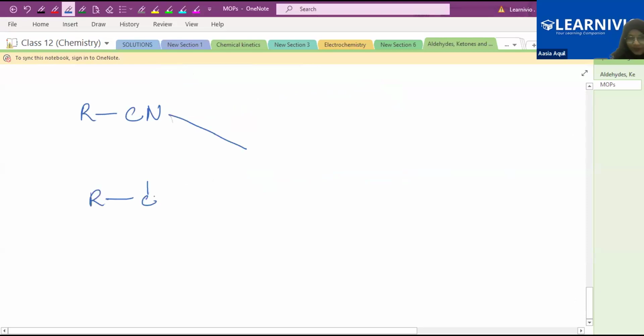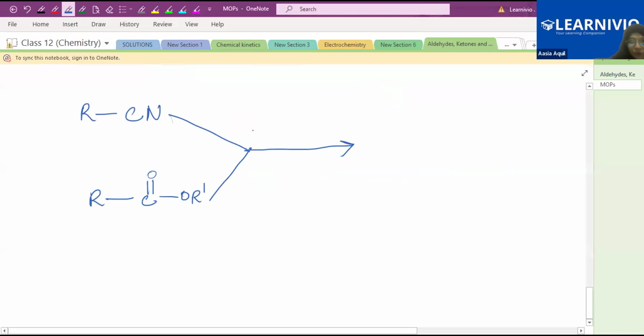And suppose we have an ester group. Ester group is RCOOR'. In both cases, because you know very well, it reduces selectively: it will convert nitrile to aldehyde, and the esters to aldehyde.